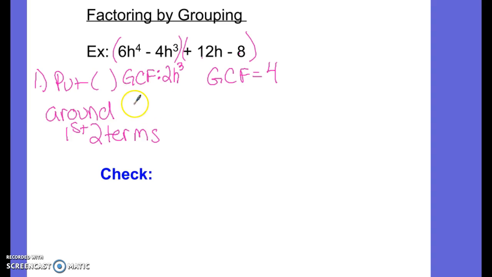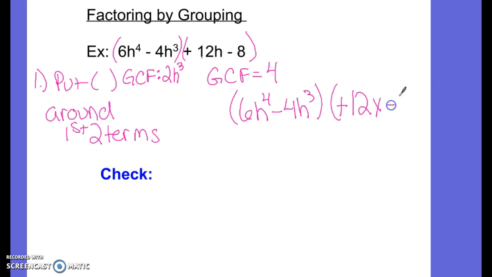Let me rewrite this so you have a little bit more room. 6h to the 4th minus 4h cubed. We grouped that. And then we grouped our plus 12h minus 8. And this was a positive 4 I'm going to factor out. So for here, I'm going to divide out 2h cubed.